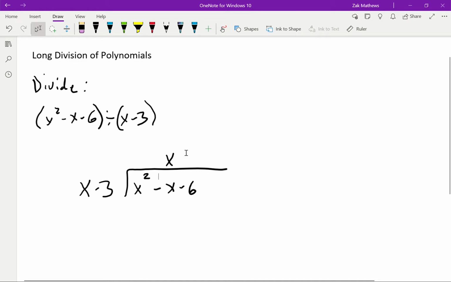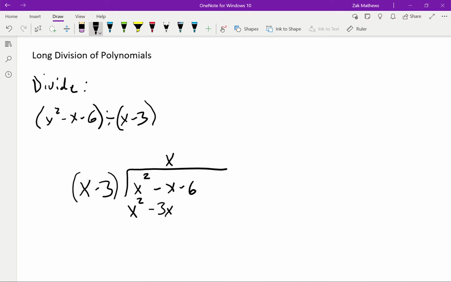So now that I've figured out what I get when I divide, I'm going to actually multiply these two things together. X times x minus 3, and really I should keep that in parentheses. X times x is x squared, and then x times negative 3 is negative 3x. For my next step, I need to subtract these two lines. Keep in mind, we need to subtract every single term.